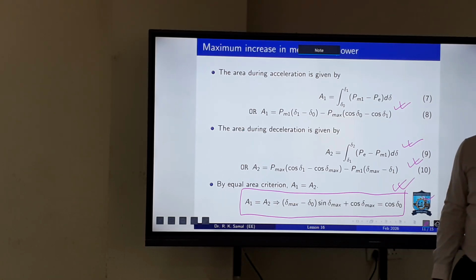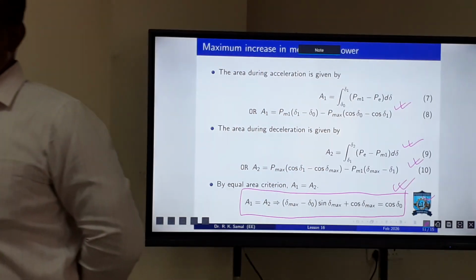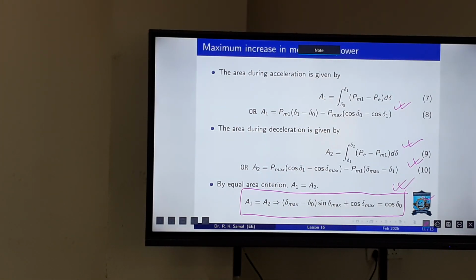So all of you understood what is the equal area criterion? Either it can be a derivation or it can be a 2-mark question. What is the equal area criterion? What do you tell? Accelerating area must be equal to decelerating area.